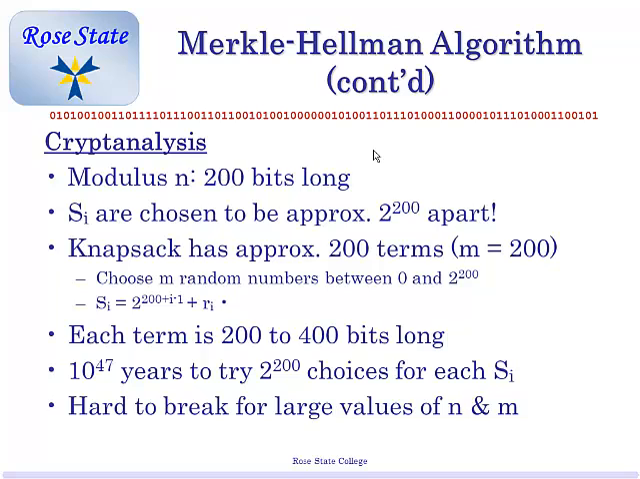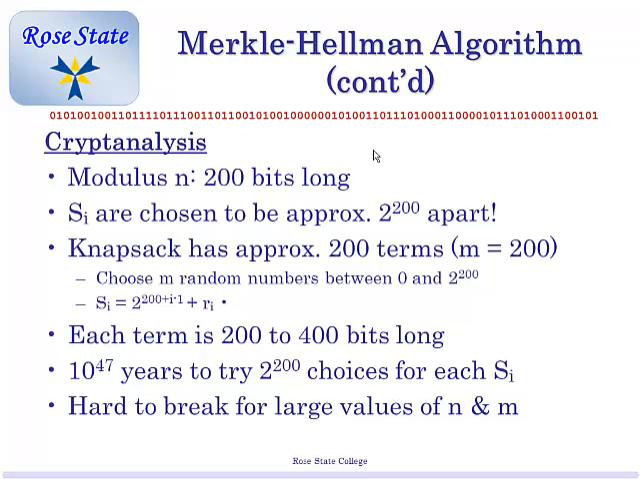The simple knapsack values are chosen to be 2 to the 200th apart. So instead of 1, 3, and 6, it's 2 to the 200th apart. If the first one is 1, the second one is 2 with 200 zeros. And then the third one is 200 zeros past that, and the fourth one is 200 zeros past that. So you can see they're very large numbers.